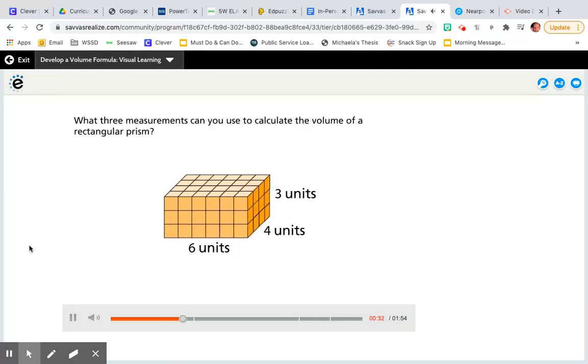What 3 measurements can you use to calculate the volume of a rectangular prism? You can use length, width, and height. What is a cubic foot? A cubic foot is a cube that is 1 foot long, 1 foot wide, and 1 foot high.